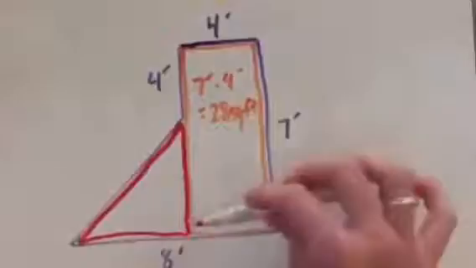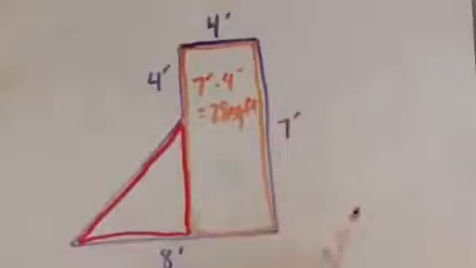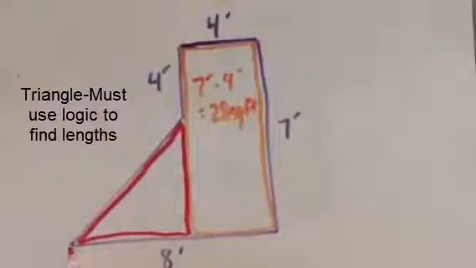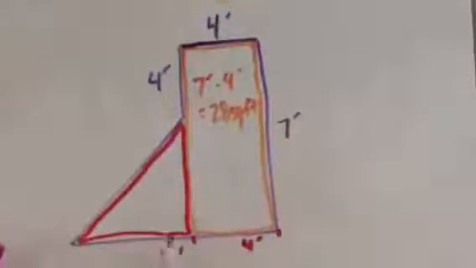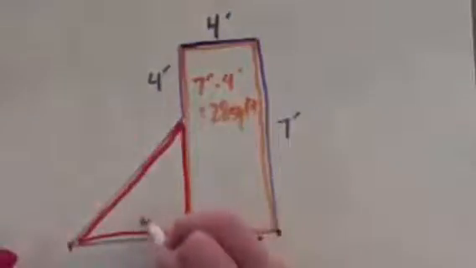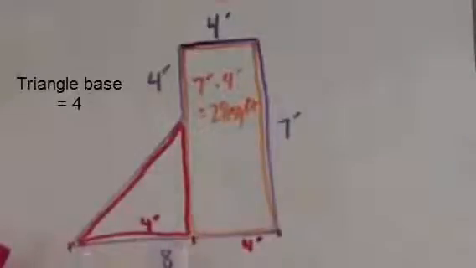Over here, my triangle, it's a little bit trickier. I don't have a base for my triangle or a height for my triangle, but I can use some logic to figure it out. I know that from this point to this point is 8 feet. Part of that is equal to what is at the top of this rectangle, 4 feet. So I know from here to here is 4 feet. That must mean that what's left over from here to here is another 4 feet. So now I know that the base of my triangle is 4 feet.